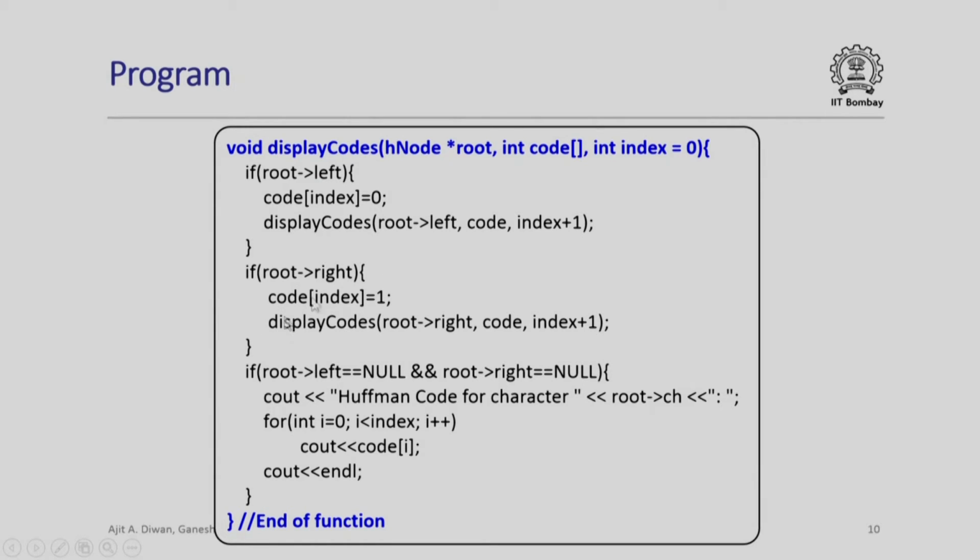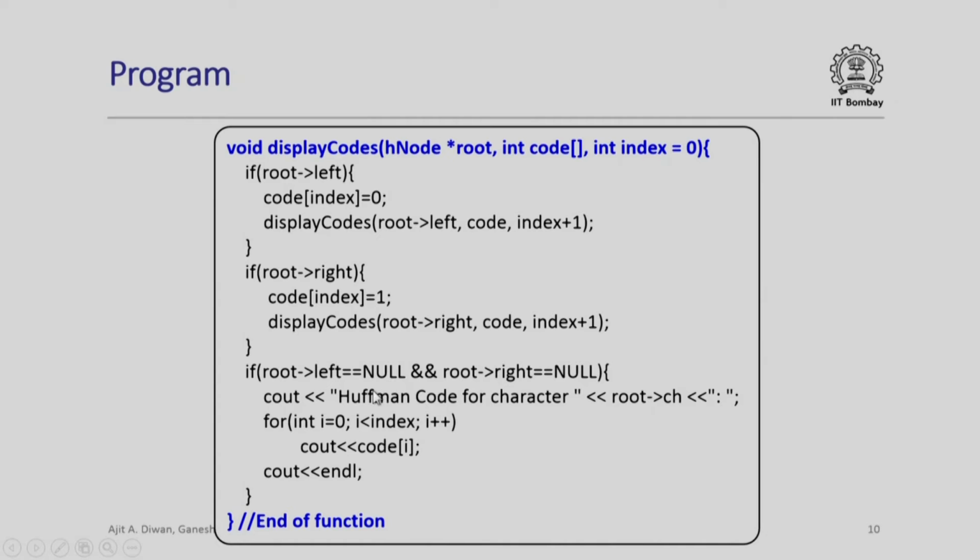Here is the display program, which is again simple. If the left of the root exists, then code index is set to 0 and we display codes of root left with code index plus 1. If root right exists, then code index is set to 1 and we display codes of root right with code index plus 1.